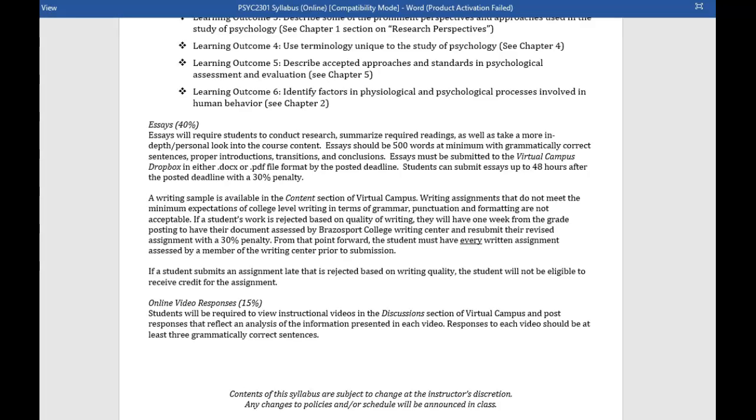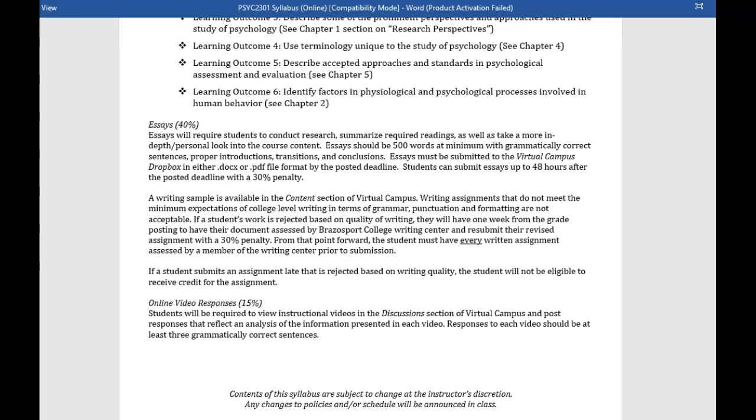The reason for this is that if a student submits poor quality writing and I require them to have it revised by the Writing Center, typically their next assignment, if it's not revised by the Writing Center, we will essentially be repeating the process over and over again. Their writing will be rejected continuously.